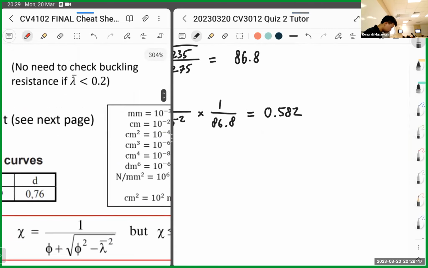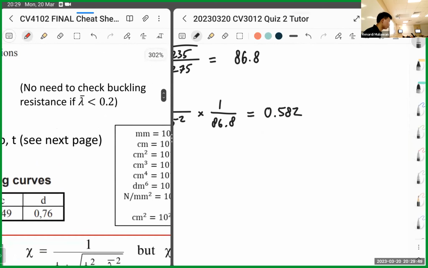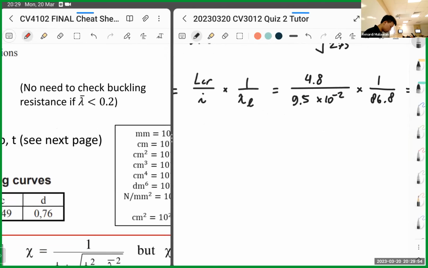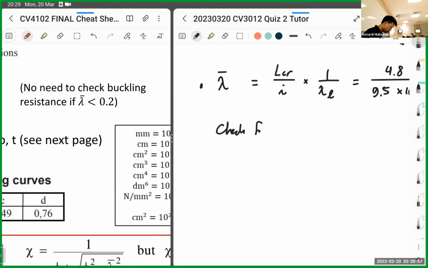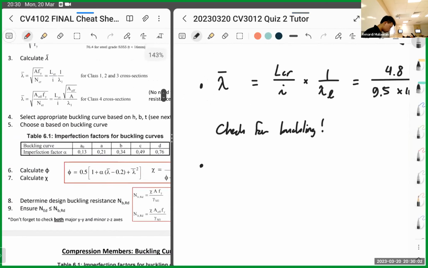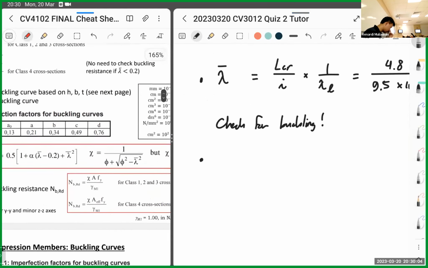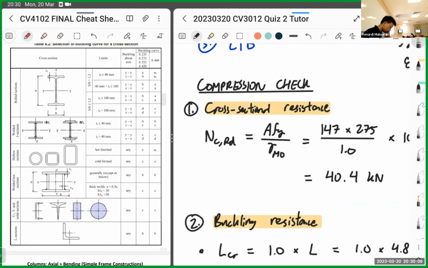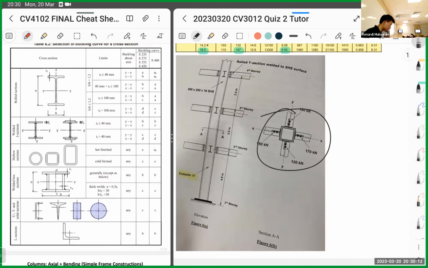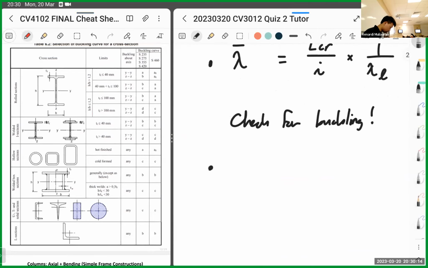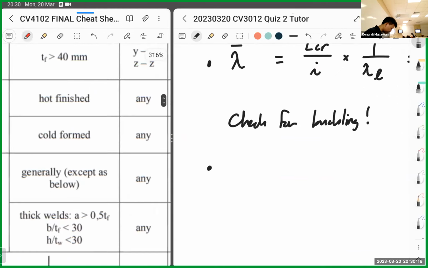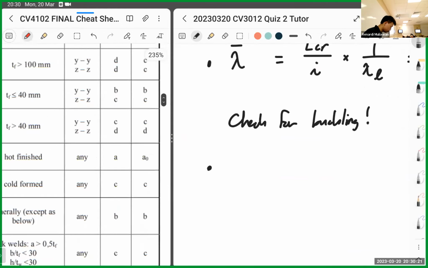If you notice, there's no need to check buckling resistance if it's less than 0.2, but this one is more than 0.2. So check for buckling. Okay, let's go next. Select the appropriate buckling curve based on h, b, and t. See the next page. Just now we had the square hollow section. So the square hollow section is this one. If you see, hot finish, any is curve a.